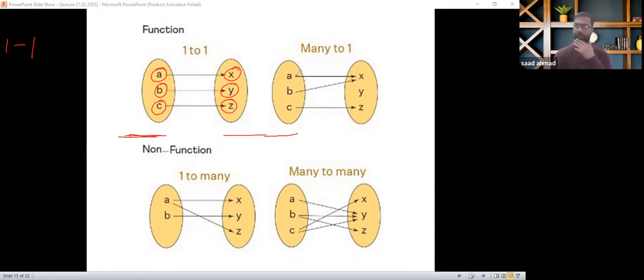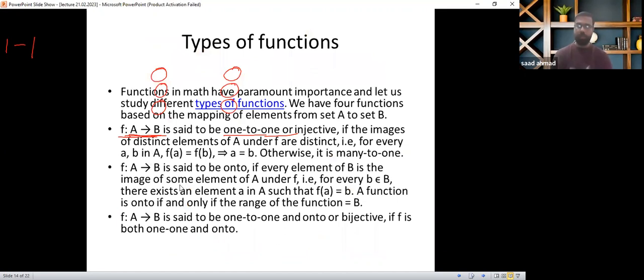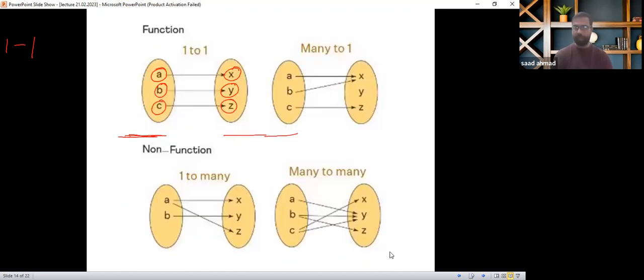Then we have the next one, which is one to many. Let's say many. So this one is many to one. The next one that we have here is many to one, which means multiple input values.